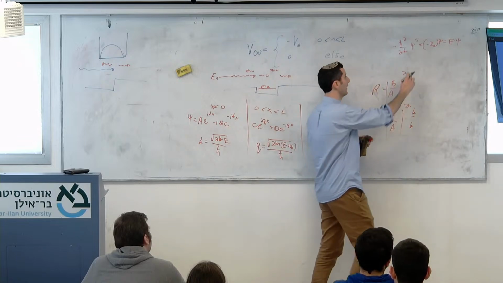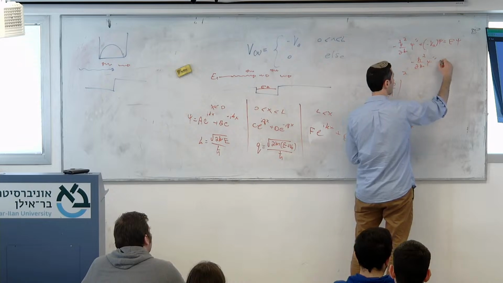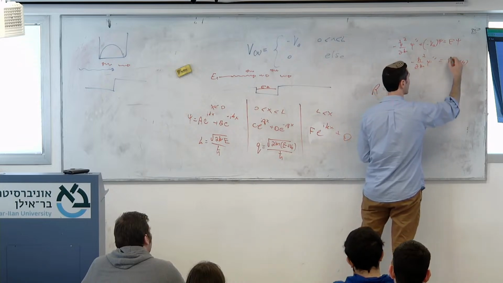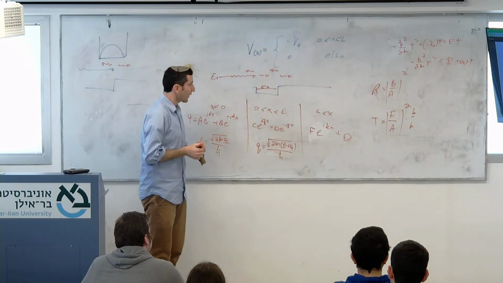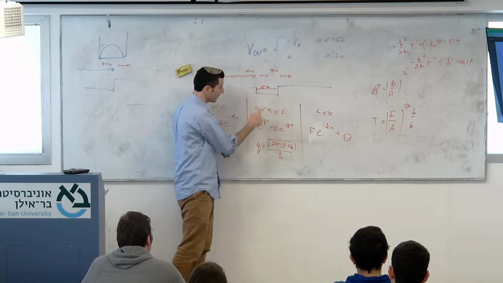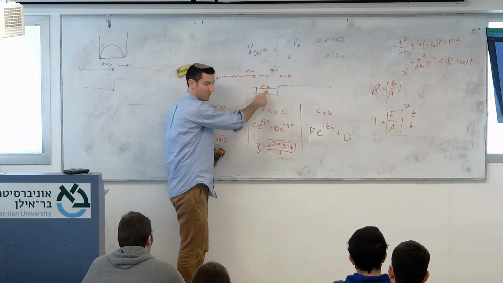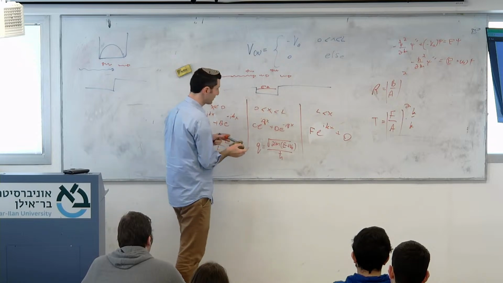I have this, I move this to here, so I get minus h bar squared over 2m psi double prime is equal to E plus V naught psi. Okay, but now we're going to talk about energy lower than this. So here, I can still treat it as a free particle. So I get this with a different Q.